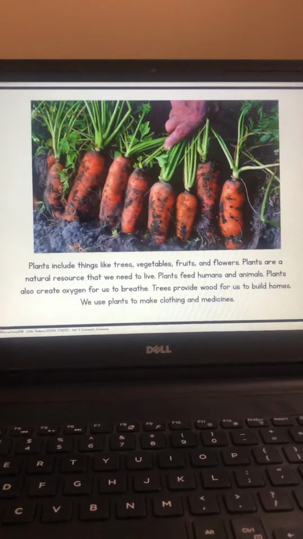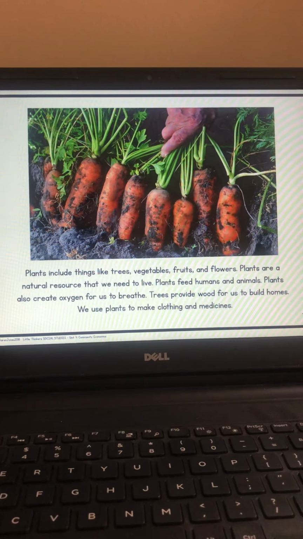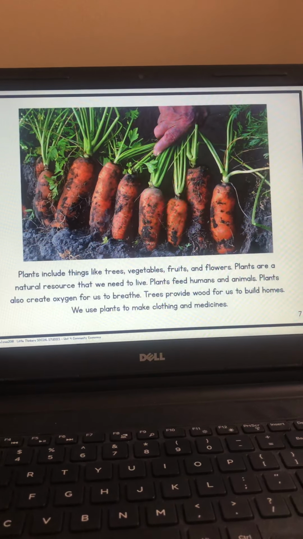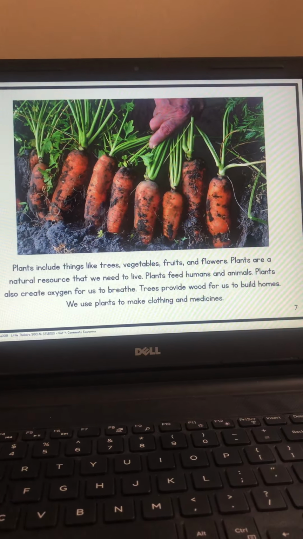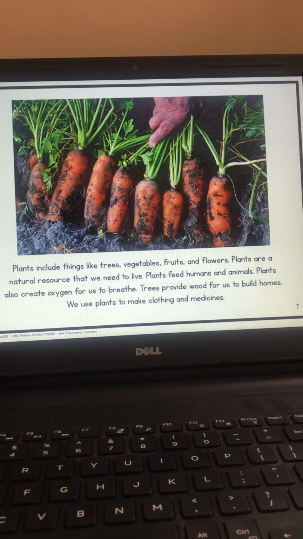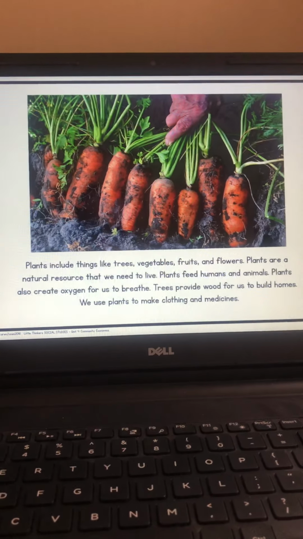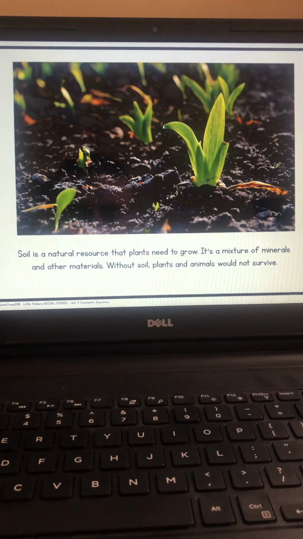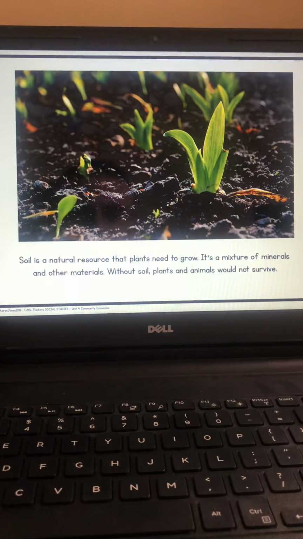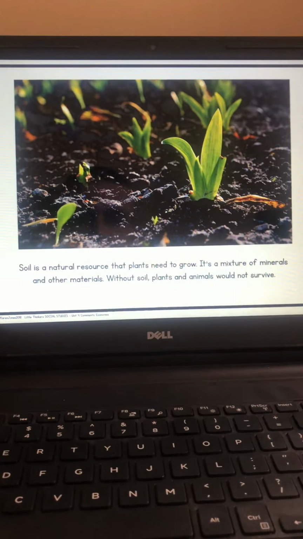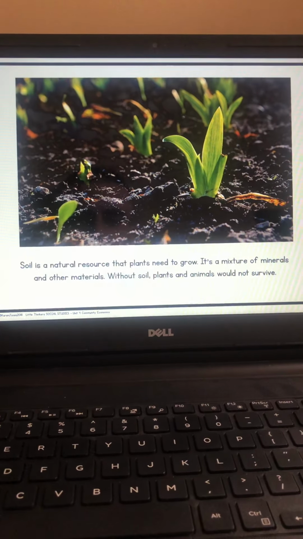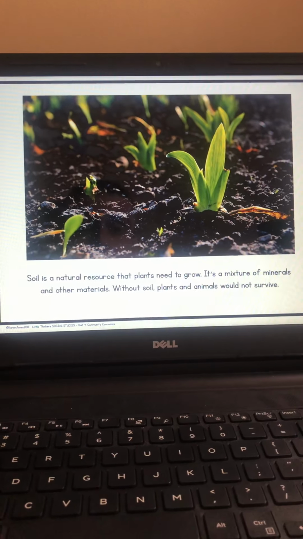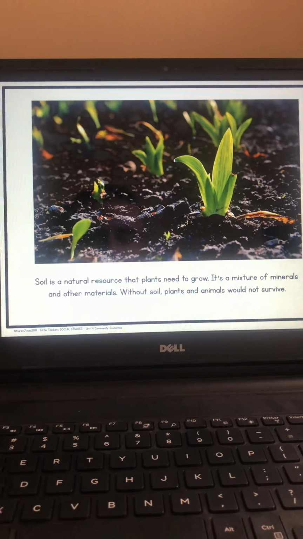But then we also use trees for other things like homes. We might use plants to help us make clothes or medicine. So there are lots of ways we use plants. Soil is a natural resource. It's a mixture of minerals and other materials. Without soil, animals would not survive. Obviously, no plants would grow without soil.